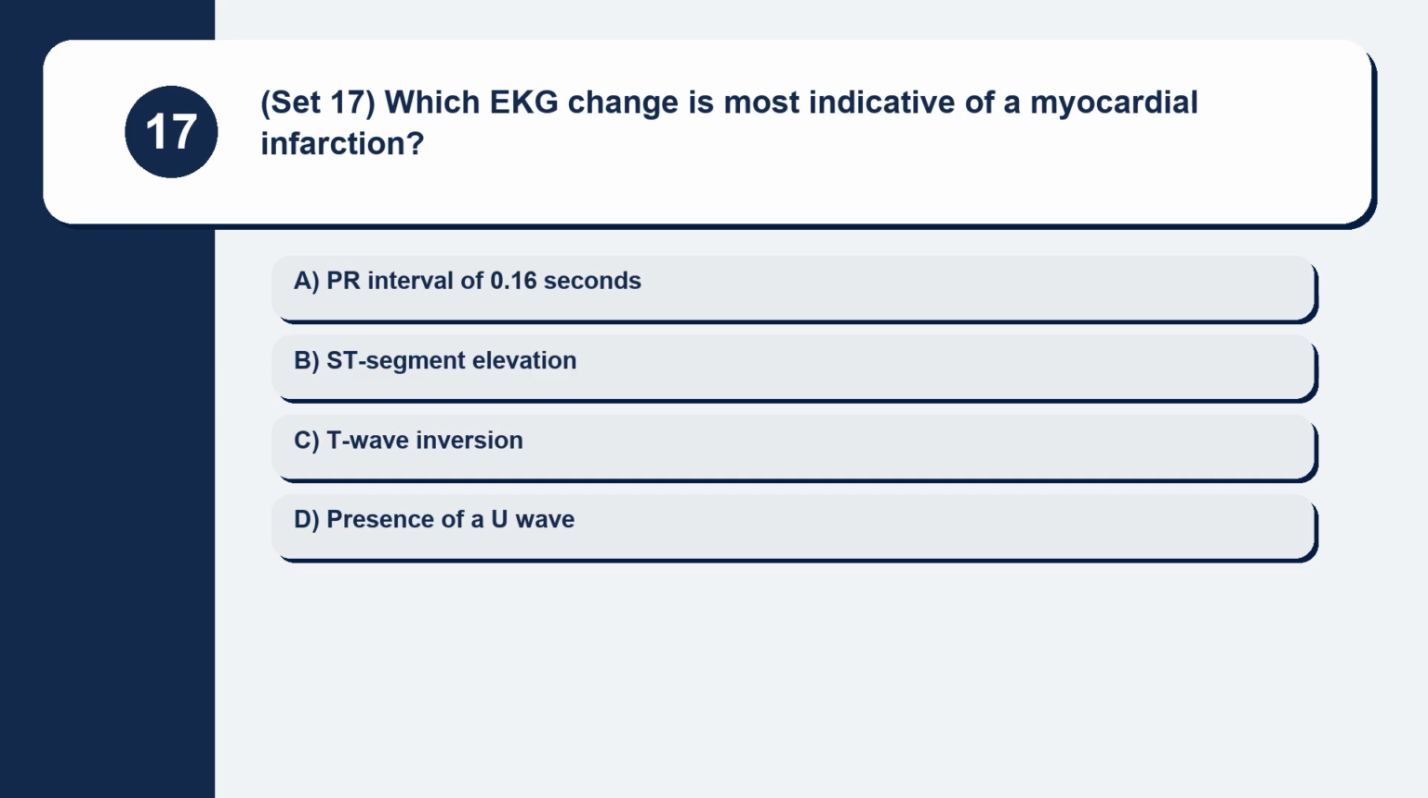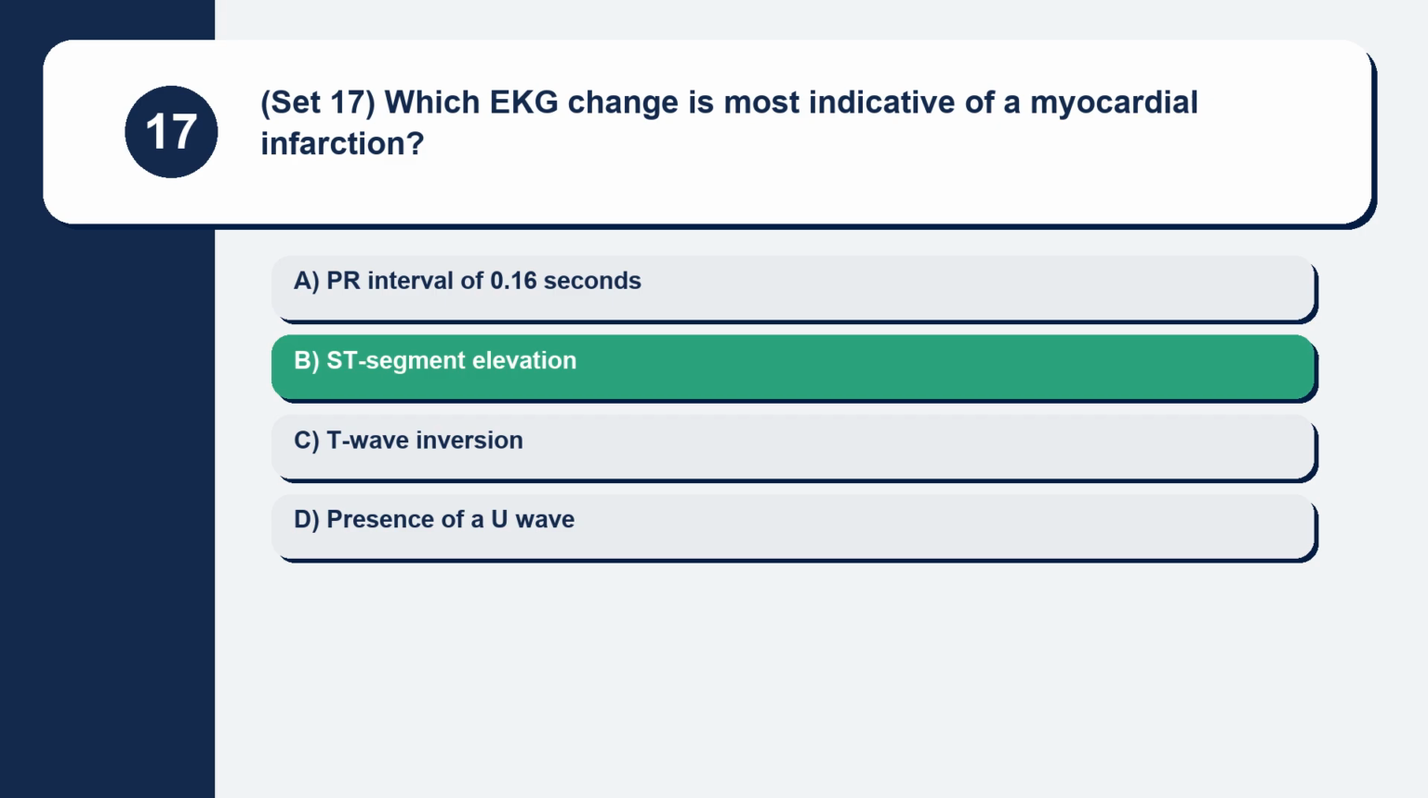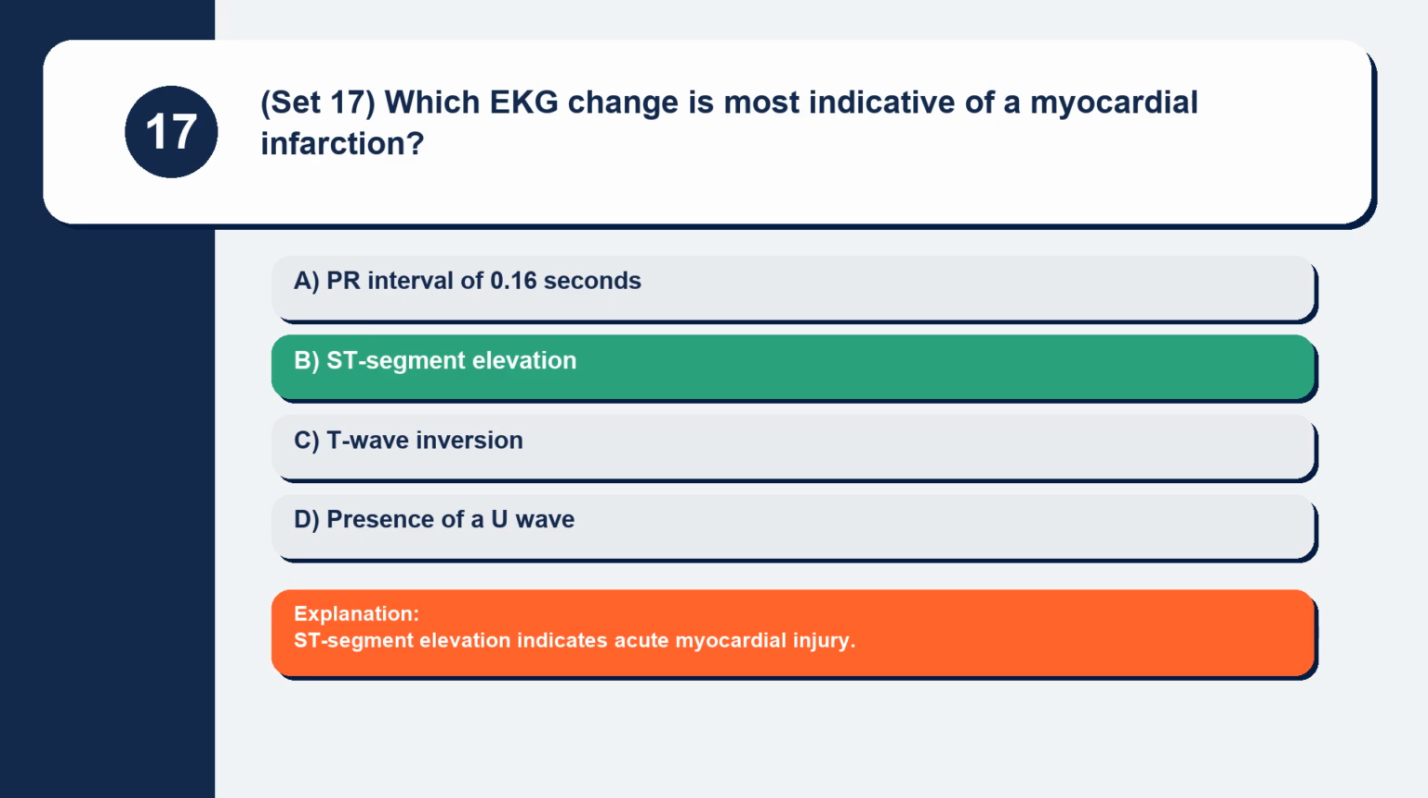Question 17. Set 17. Which EKG change is most indicative of a myocardial infarction? PR interval of 0.16 seconds, ST segment elevation, T wave inversion, presence of a U wave. ST segment elevation indicates acute myocardial injury.